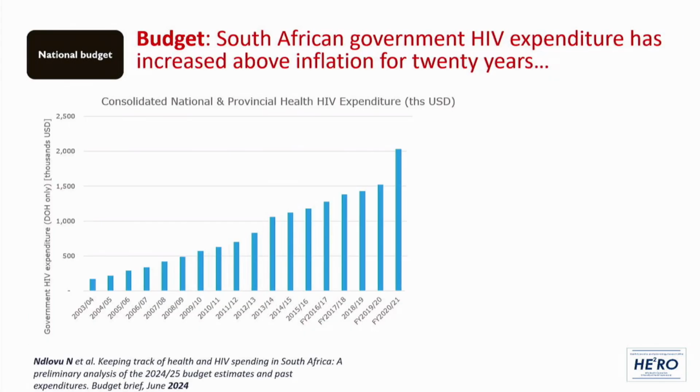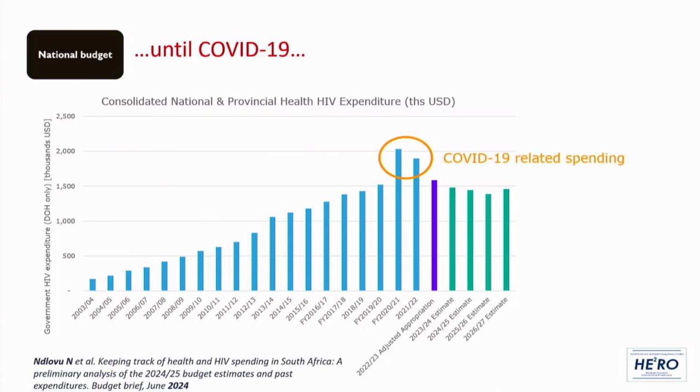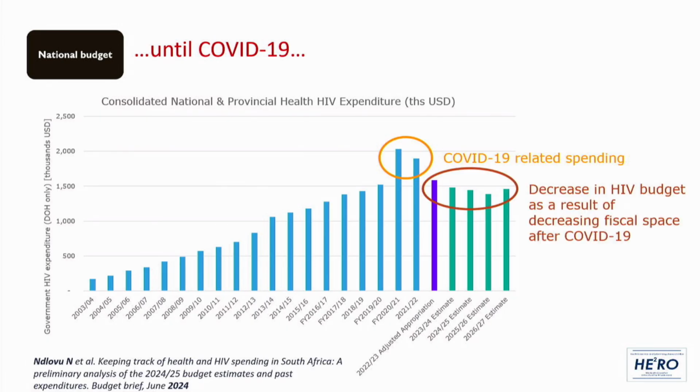The budget has, for HIV, from, again, mostly funded from the South African government, has increased, and so has expenditure above inflation. These are real numbers for the past 20 years, and that was true until COVID hit, where after a first increase in the HIV budget, which was basically the vehicle for COVID funding, we then had a decrease of the HIV expenditure altogether because of the decrease in our available financial fiscal space. Of course, that was before PEPFAR defunding hit.